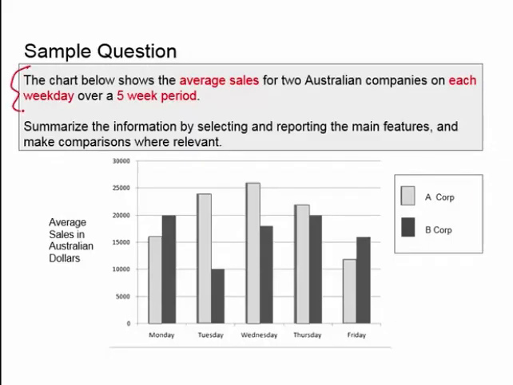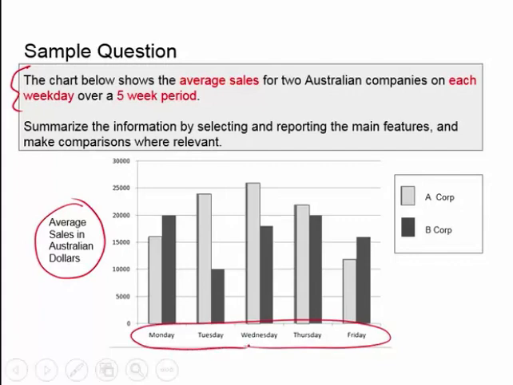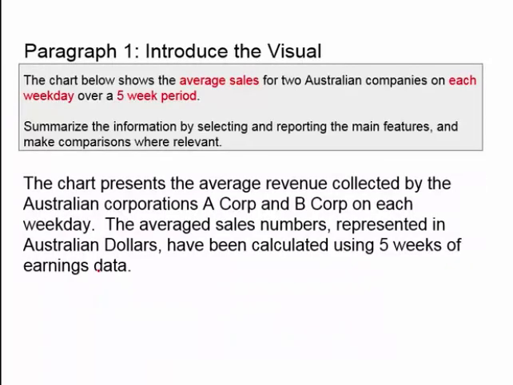Here is the key information we have about this chart. We also have key information here. And even though it describes it up above, this is important information as well. The days of the week, that we're talking about Australian dollars, and that what this chart is trying to do is show us average sales over a 5-week period between these two companies on each day. This gives us all we need to say for paragraph 1 of your report. So let's look at an example.